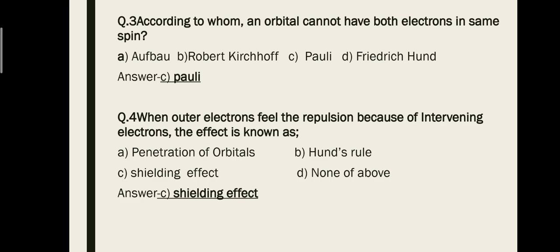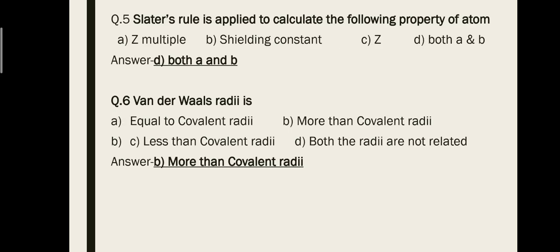Question number 4. When outer electrons feel the repulsion because of intervening electrons, the effect is known as A. Penetration of orbitals, B. Hund's rule, C. Shielding effect, D. None of the above. The correct answer is C. Shielding effect.